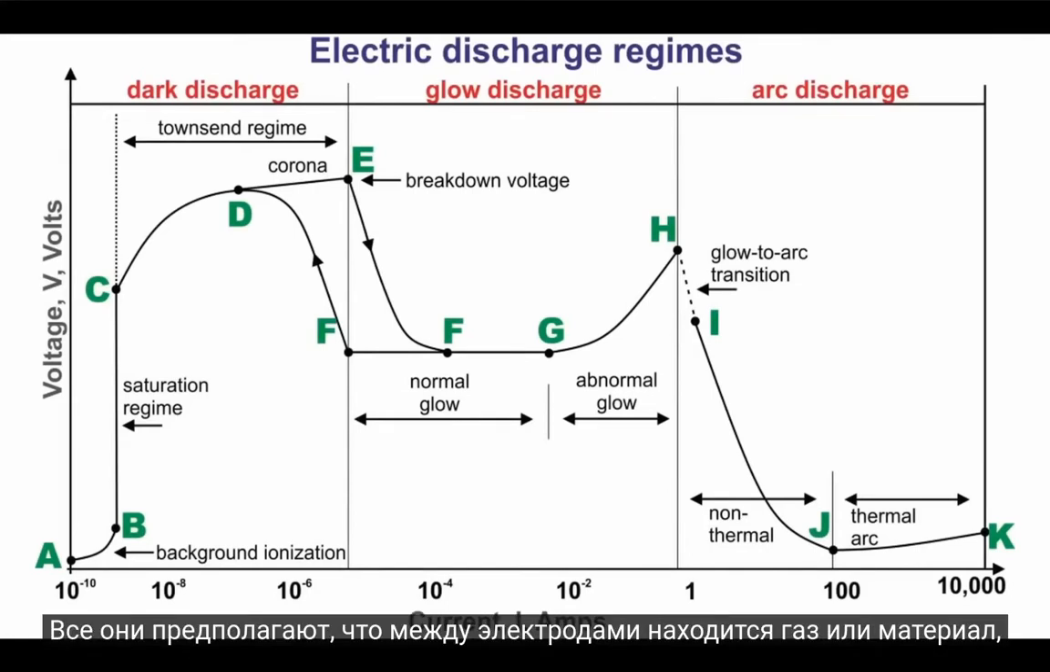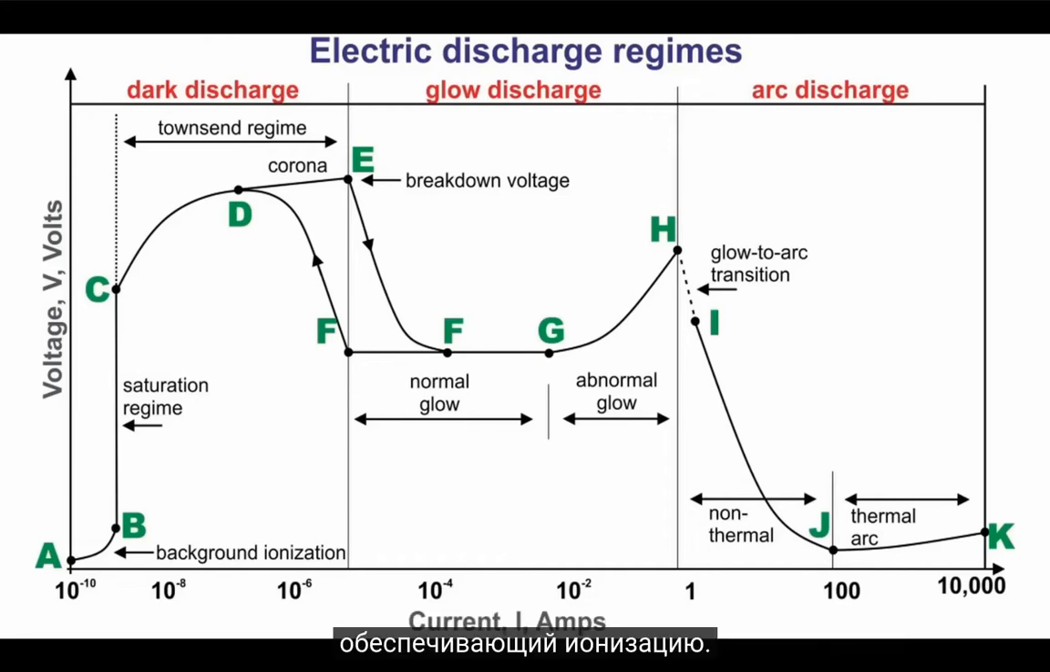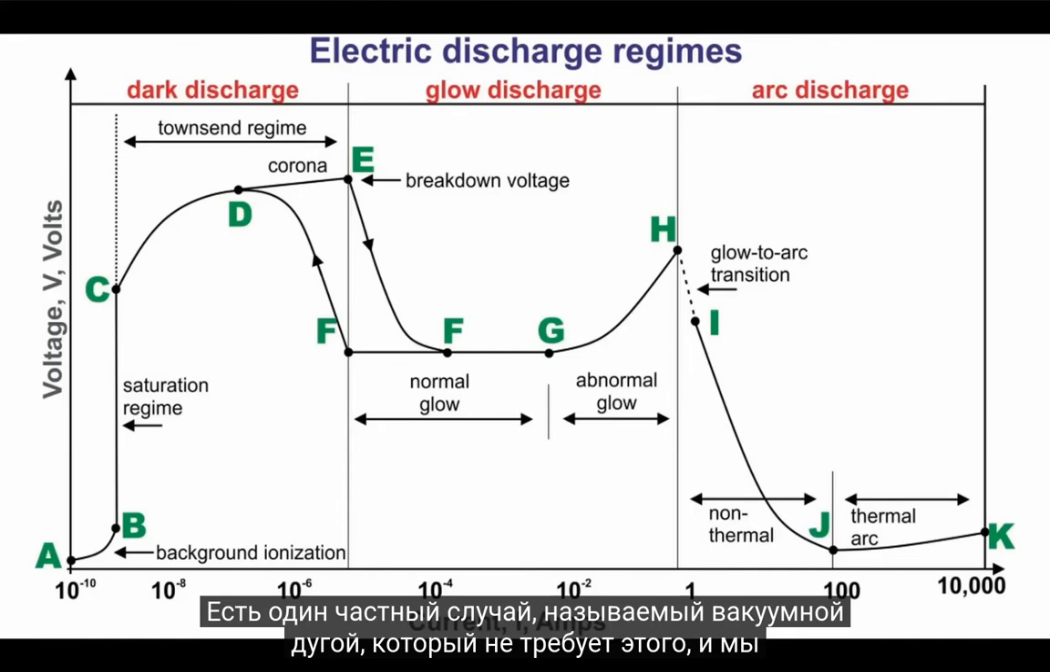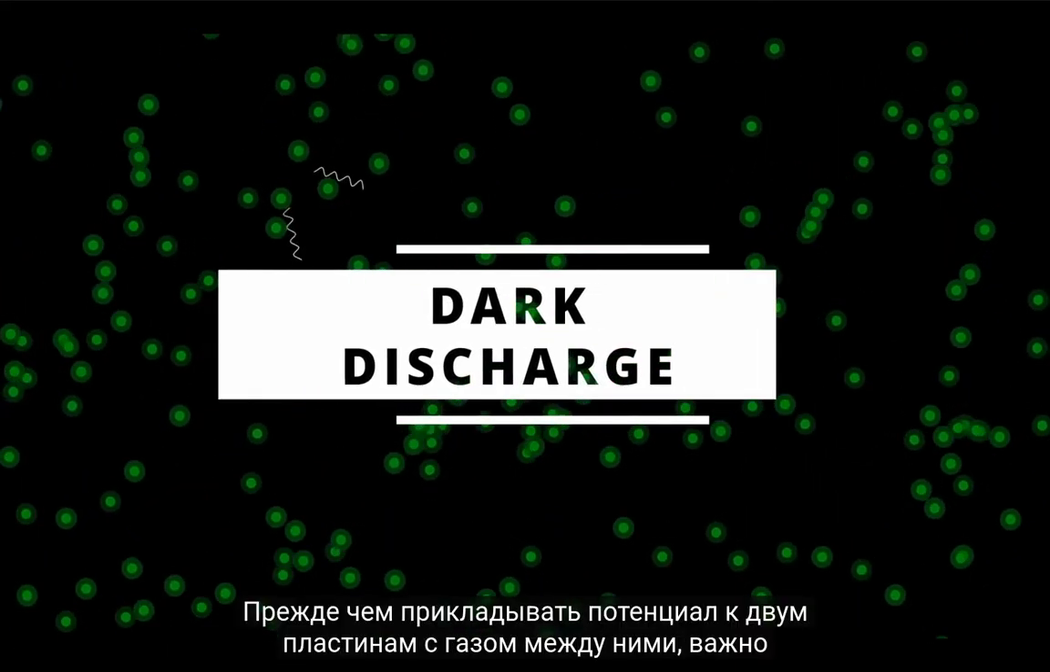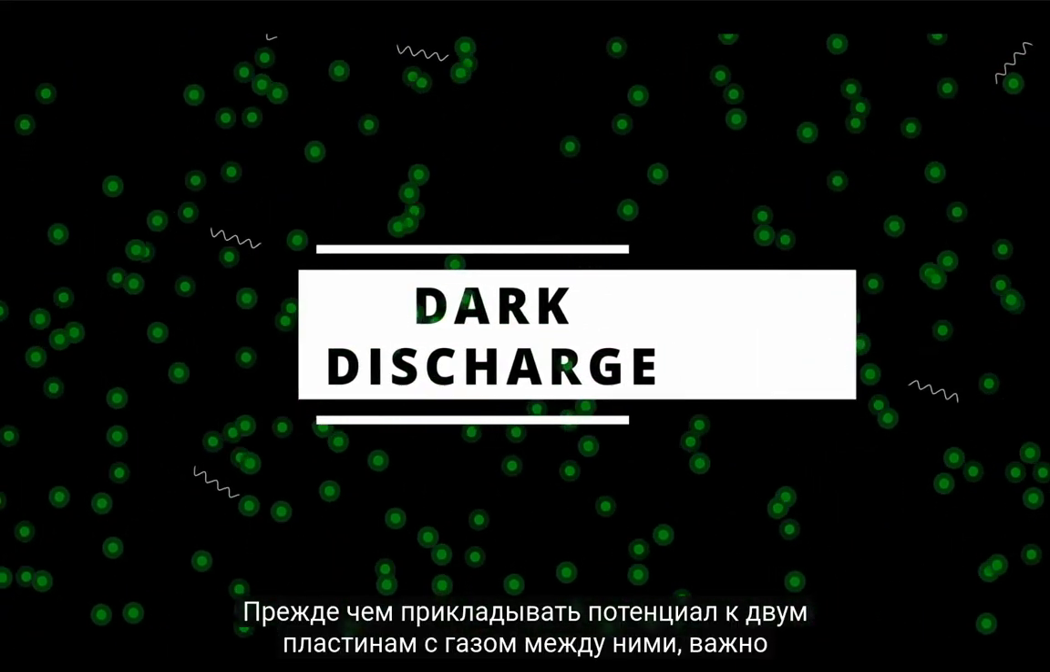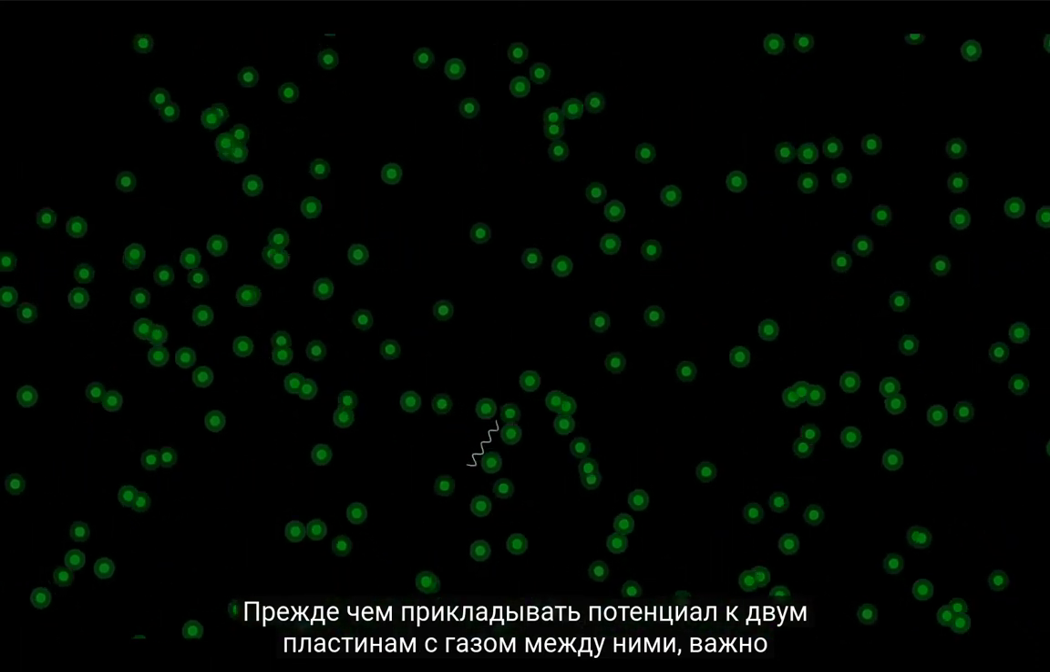These all assume that there is a gas or material between the electrodes to allow ionization to occur. There is one special case called a vacuum arc which does not require this, which we will discuss at the end.